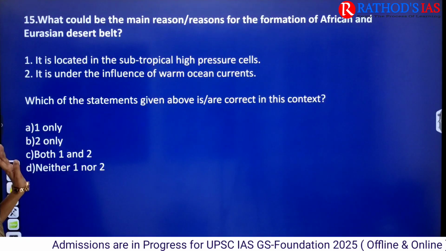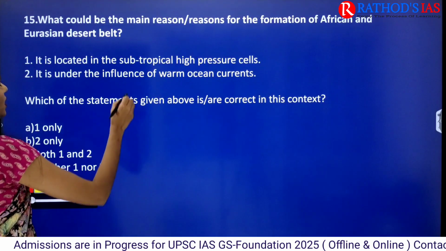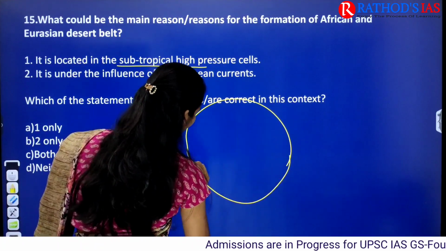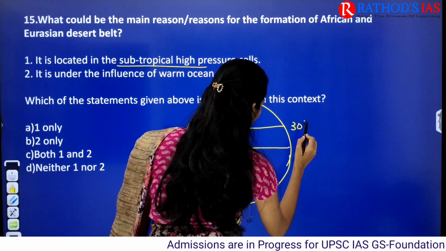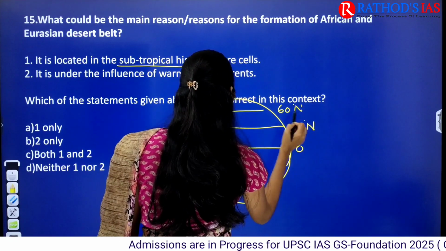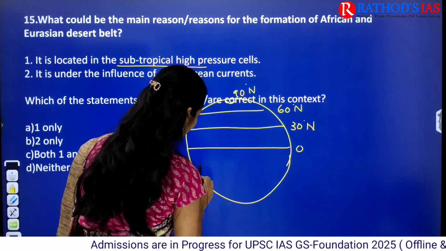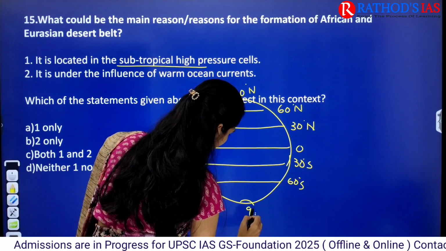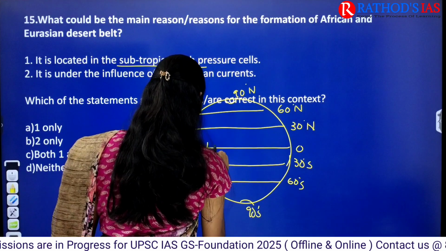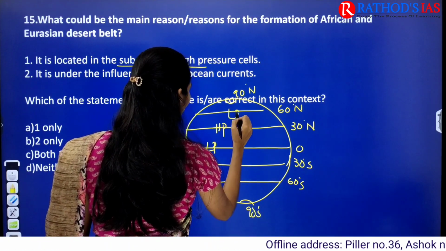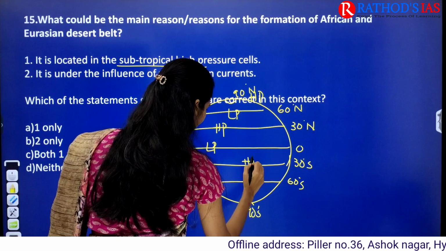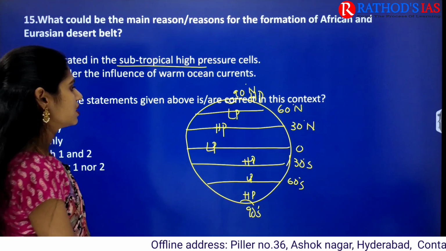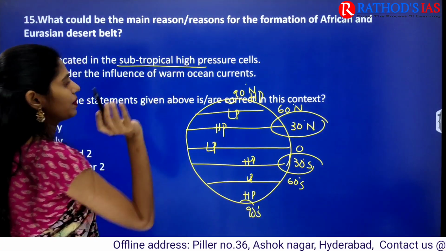Okay, so let us move back to the statements. Yes, subtropical high pressure belts. You have to know these pressure belts again: 0 degrees, 30 degrees north, 60 degrees north, 90 degrees north. Here we have 30 degrees south, 60 degrees south, and here 90 degrees south. At 0 degrees we have low pressure, then high pressure, alternatively low pressure and high pressure. Here we have high pressure, low pressure and high pressure. In these high pressure regions we can see the formation of deserts. So these regions are called subtropical high pressure.